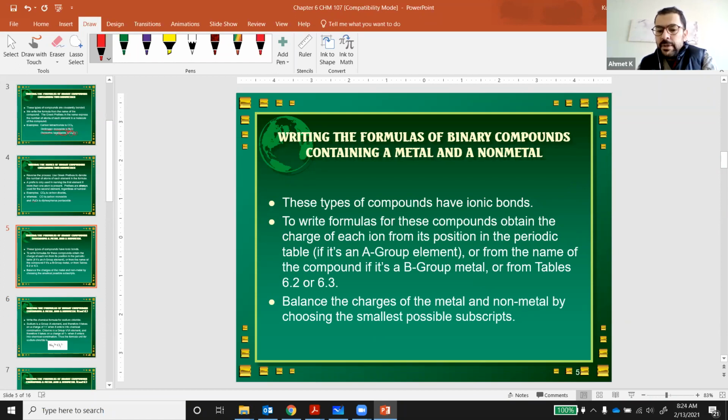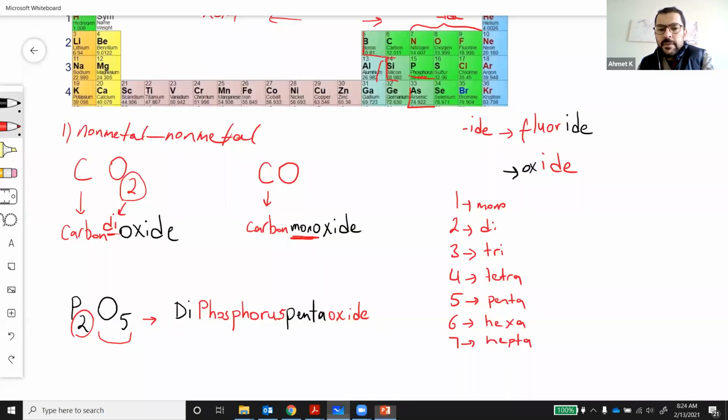In other words, I forgot to mention, if you have a non-metal to non-metal, what kind of bond do you have? Do you have ionic bond or covalent bond? Covalent, right? Because they are sharing. They are both poor in electrons, so therefore it's a covalent bond. So let's take a look at how things are going to play out now.